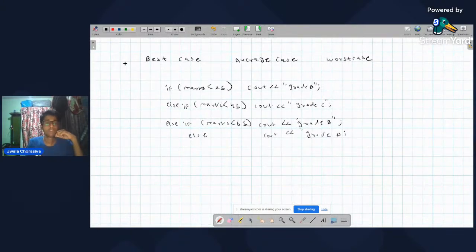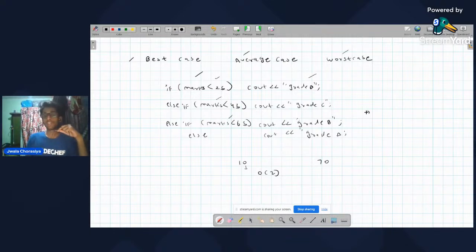Let's check what the best, average, and worst cases will be. For the best case, let's say the input I have got is 10. What would be the number of steps? It will check the condition and simply print, so O of 2. This will be my best case. Now let's say the input is 70. It will check the first condition, it won't be satisfied, so it moves forward and checks the next condition, then the next one. Till now, 3 steps, and after that it will simply print, which is my last step. So that was 4 steps, a constant, for marks 70. I think this is very clear to all of you.